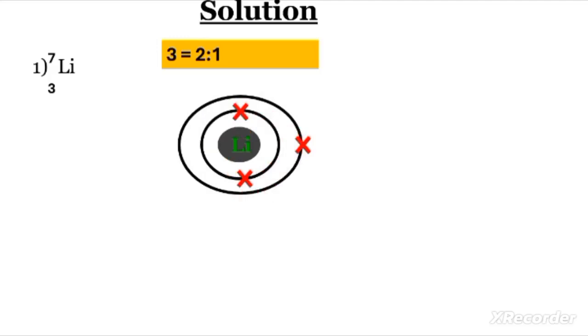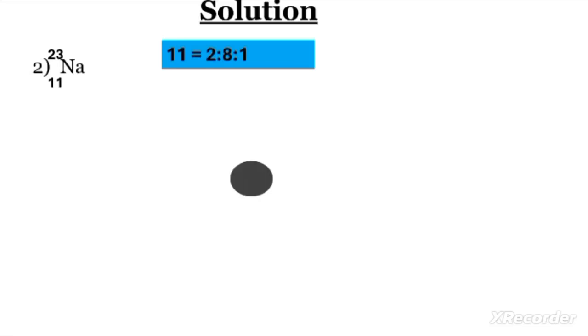We move to the next nuclide. The next element that we have is sodium. So the proton number of sodium is 11. So let us come up with the electronic configuration. So electronic configuration is equal to 2, 8, 1. So we draw the electronic structure.